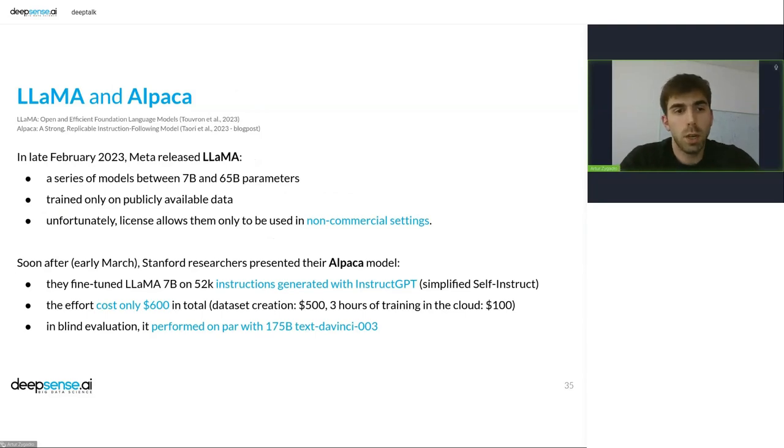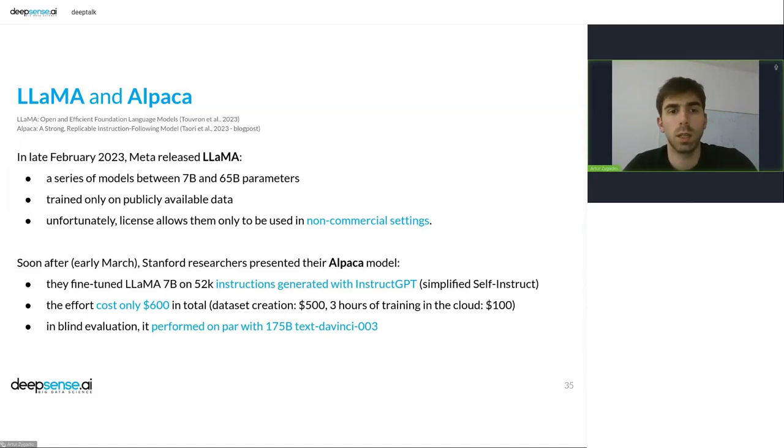Okay, let's move to very recent history, to 2023. By the end of February, Meta AI released a model that also kind of went viral, a model they called Llama, or actually a series of models, between 7 and 65 billion parameters. What's distinct about these is that they were trained on publicly available data. These are the first large-scale models that are fully trained on publicly available data.